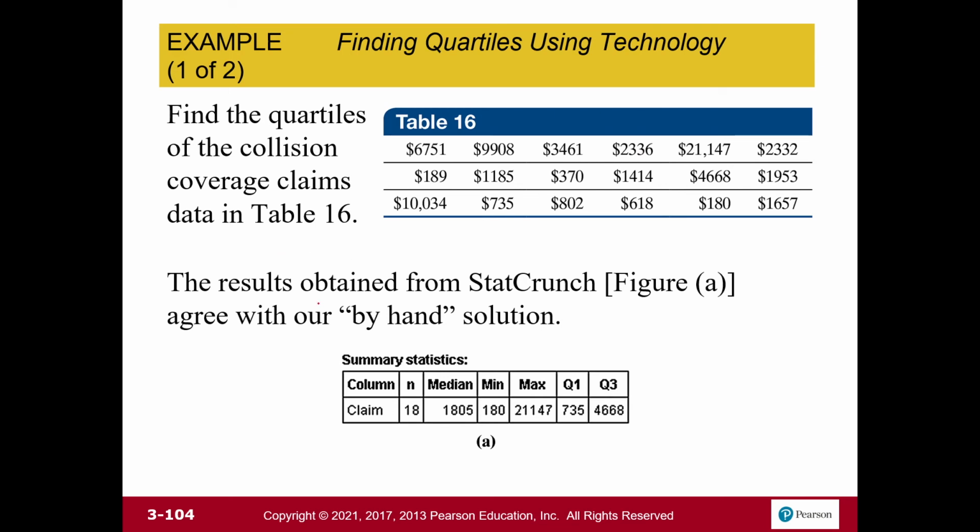It looks like StatCrunch was used this time to calculate the different quartiles. We have all 5. Basically, the min and max are considered the 0 and 100th percentile. The median is the Q2, 50th percentile.